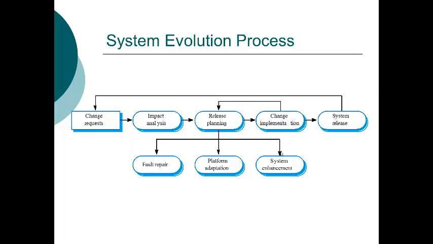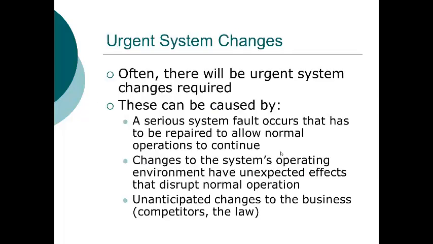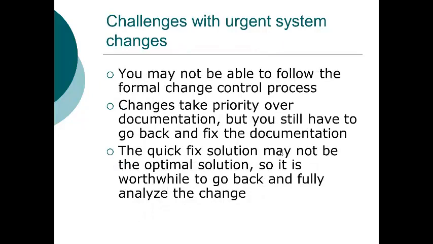On the other hand, you also have to deal with urgent system changes when it may not be possible to follow a long protracted process or a disciplined process. A lot of times you can have urgent changes that are caused by a serious system fault that has to be repaired in order to allow normal business operations to continue, changes to the operating environment that have unexpected effects that disrupt normal operation, and unanticipated changes to the business. For example, new competitors, new suppliers, and the law can certainly impact that. And so you may not be able to follow the formal change control process that you put forth.